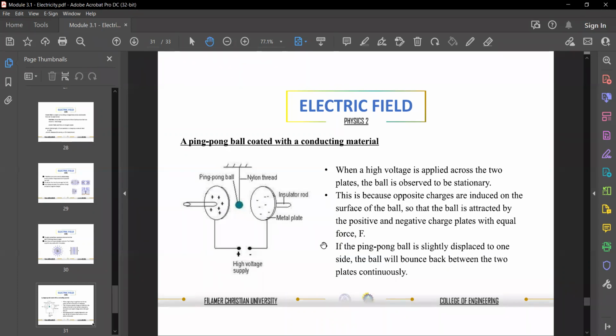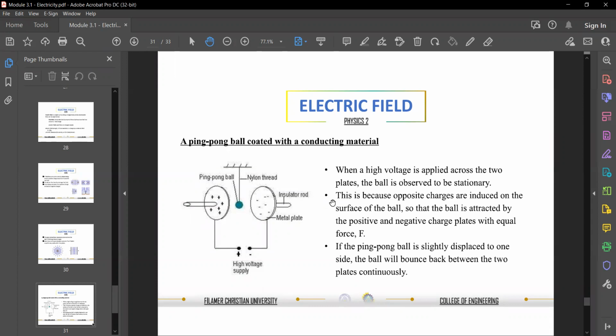This is because opposite charges are induced on the surface of the ball, so that the ball is attracted by the positive and negative charged plates with equal amount of force. But if the ping pong ball is slightly displaced to one side, let's say naghulag lang siya gamay, what will happen? The ball will bounce back and forth between the two plates continuously. Okay, magbabounce yan. Kasi attract, repel, attract, repel, attract, repel.